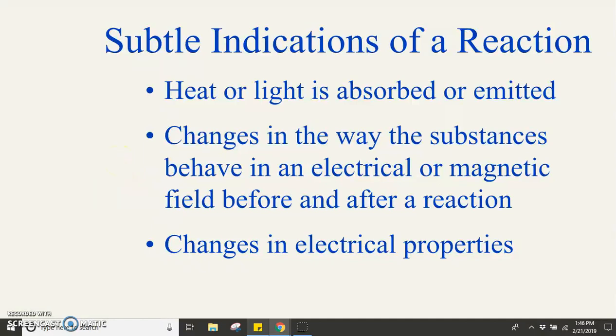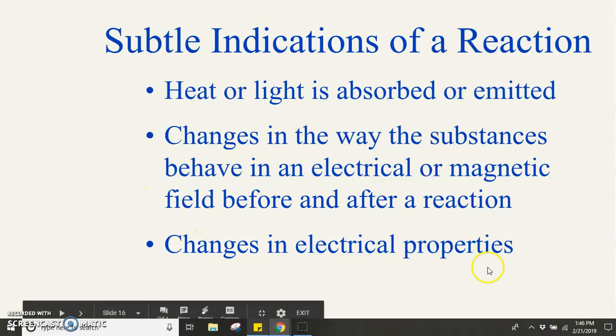So something might be magnetic before, and then when you react it together, it's not magnetic anymore. Like iron and sulfur mixed together is still magnetic. If I heat it up, the compound that forms is not magnetic. Or changes in the electrical properties. Just will it conduct an electric current or not?